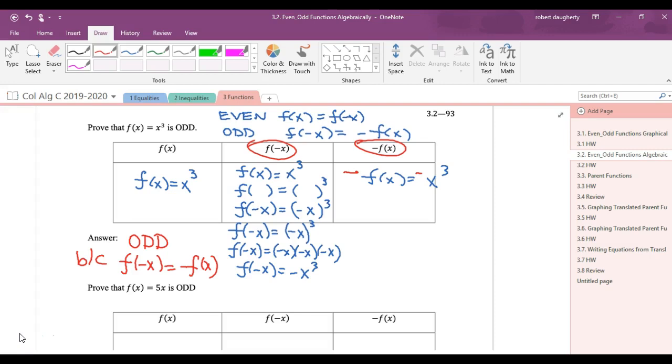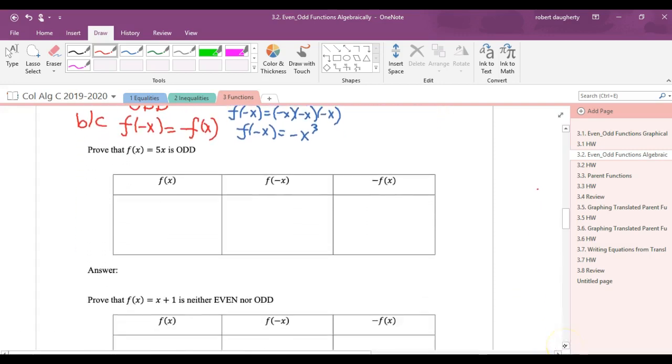Okay. So in all of these cases, here I'm telling you to prove it's odd, but on the test I might say prove if it's even or odd or neither. Okay. So that's why I'm giving you these three columns here to help you in that explanation. So let's look at the next one then. Let's prove that f of x equals 5x is odd. So first step, just write down what f of x is. This part's pretty painless, 5x.